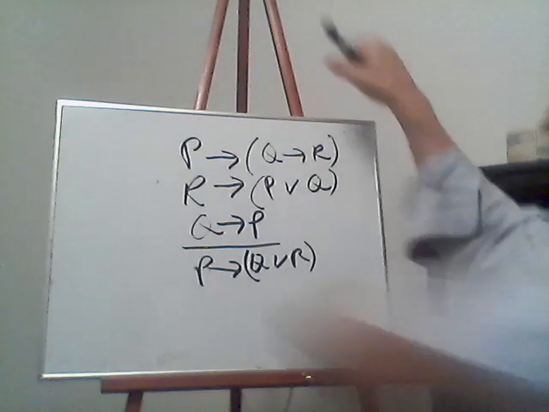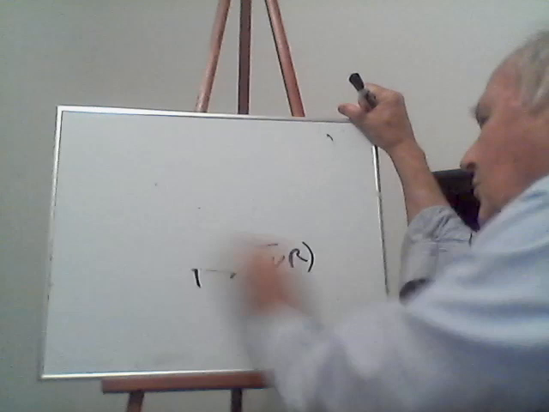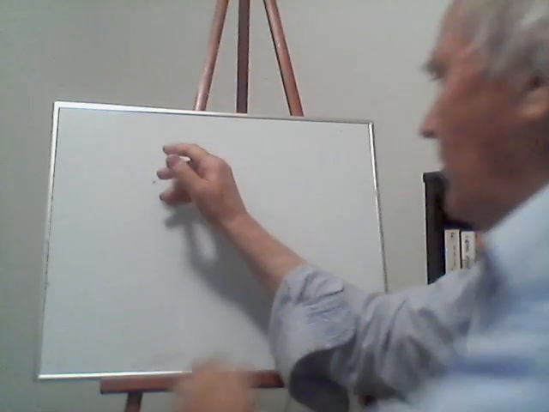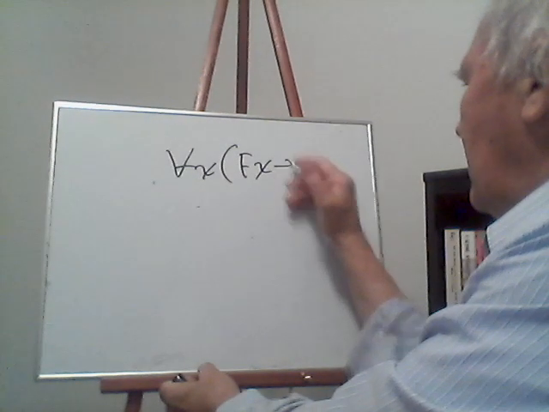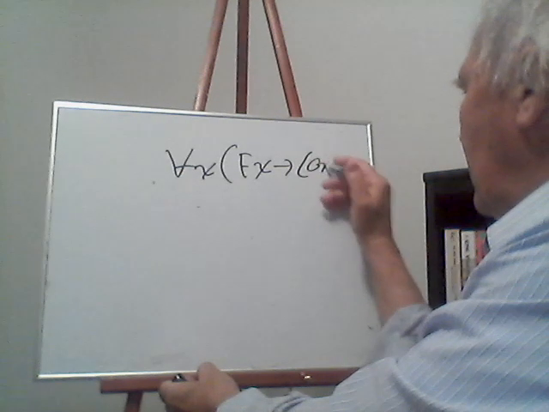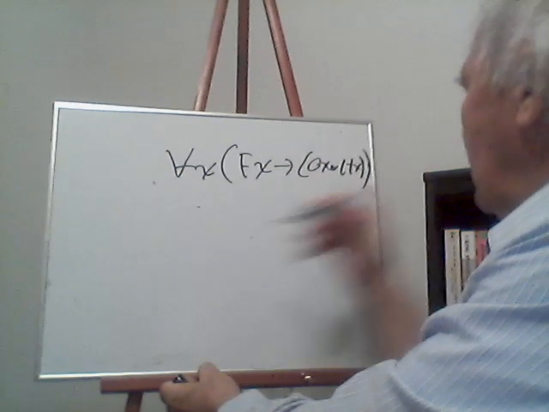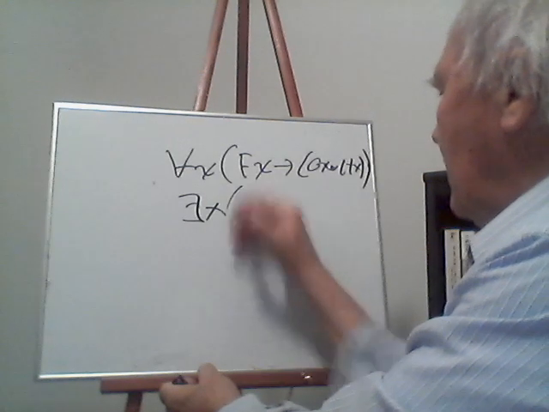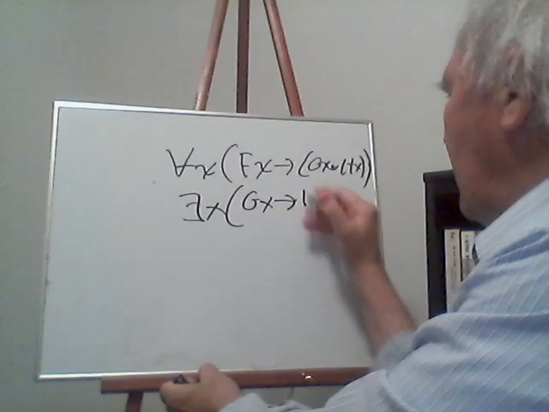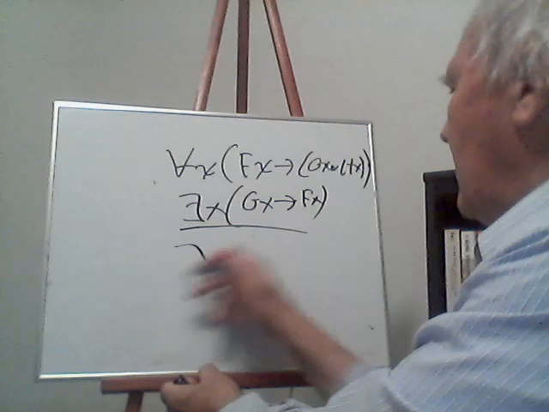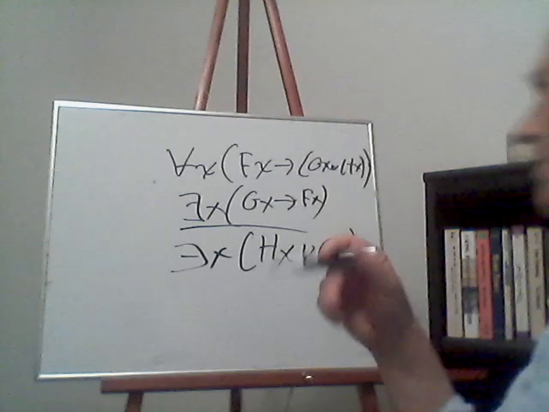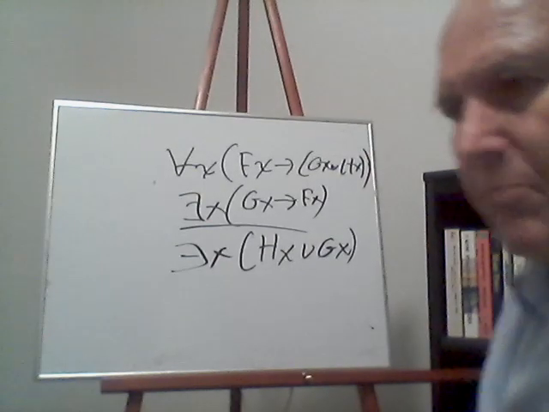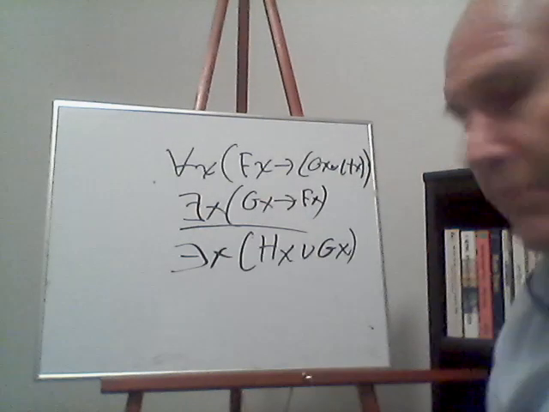I'll also show you how to use Venn diagrams to diagram arguments in predicate logic. For example, let's say you had something like: for all x, if f of x, then g of x or h of x; there's some x, g of x, then f of x. Do we know that there is some x, h of x or g of x? I don't know the answer to that, but I could solve it very quickly using Venn diagrams.